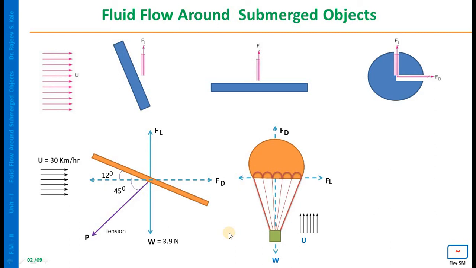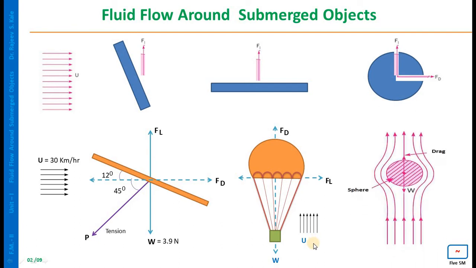Then parachute, coming vertically downward direction. How the lift and drag forces act in case of parachute. This is the direction of wind. Then drag on sphere.